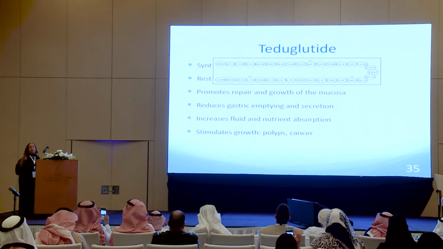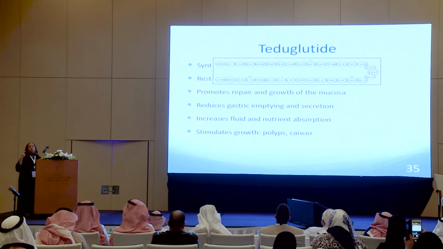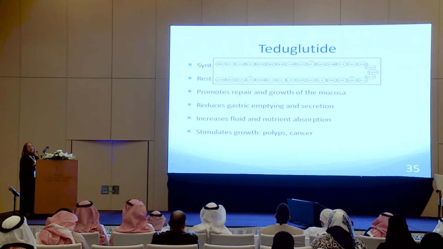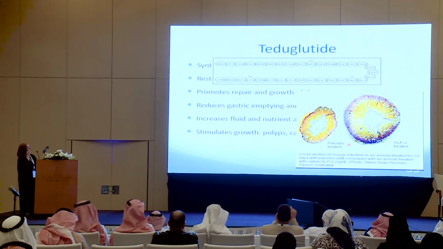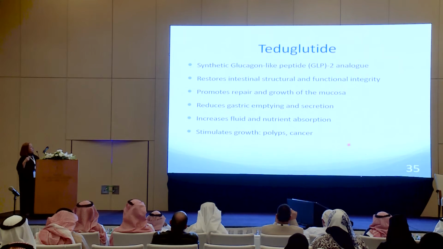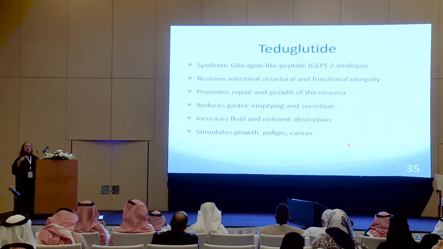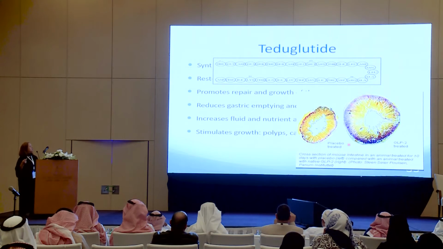The problem is the glucagon-like peptide 2 has a half-life of about 7 minutes in your body. Then you are constantly producing that. To make that into a medication is very difficult. Then they changed an amino acid, and the half-life is about 2 hours. Still short. And this is what happens when you have this medication. This medication promotes repair and growth, reduces gastric emptying, increases fluids and nutrients absorption. But the problem is it also stimulates growth of polyps and cancer. Then patients on this medication have to be under colonoscopy surveillance because the polyps can grow really fast and they can develop cancer.